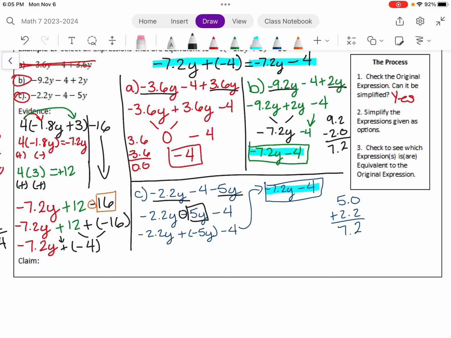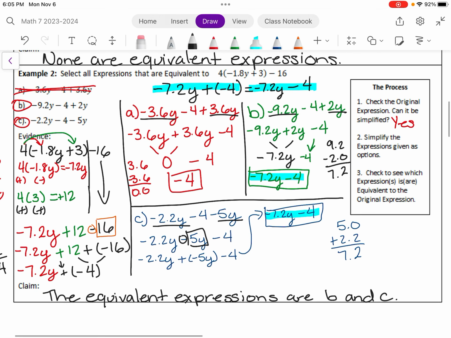Okay. So my claim is going to say the equivalent expressions are B and C. And we are done with that.